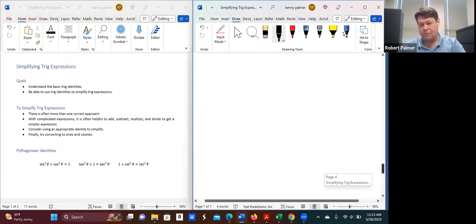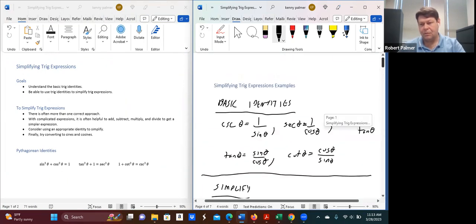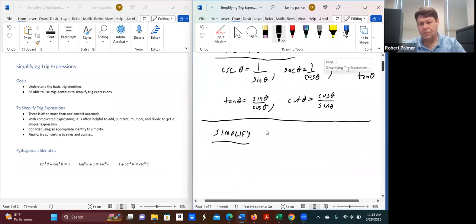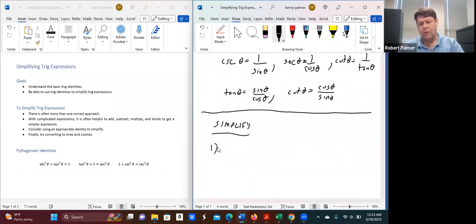Oops, sorry about that. Jump to the bottom. So number 1, let's say we have the tangent of x times the cosine of x minus the cosecant of x.